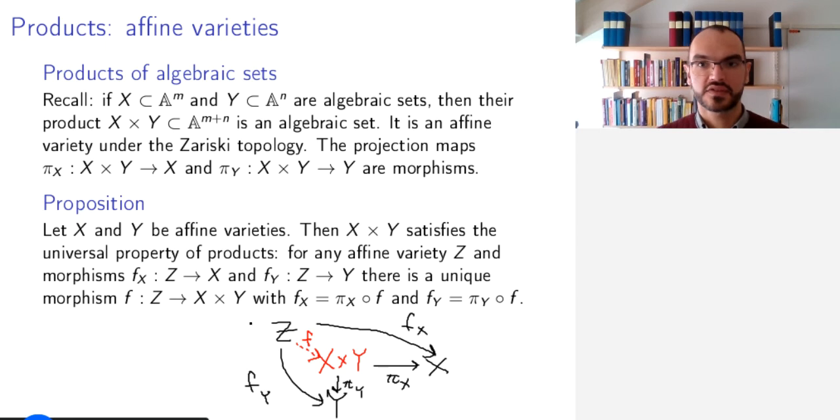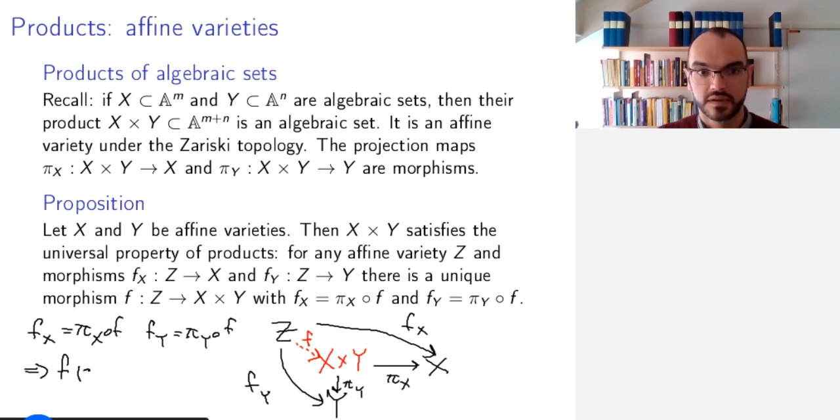And so why is this true for our definition of the product? Well, the conditions that f_X is pi_X f and f_Y is pi_Y f force f to map z to (f_X(z), f_Y(z)). So uniqueness is guaranteed because this is the only way that this can work.